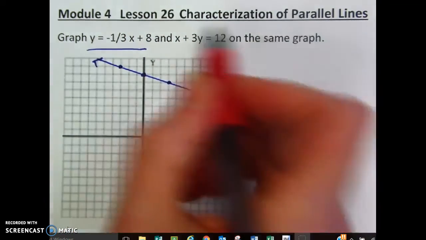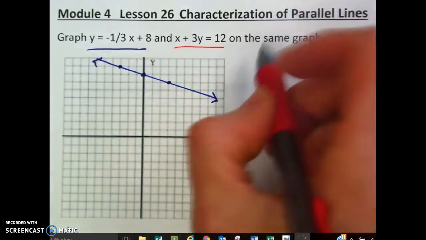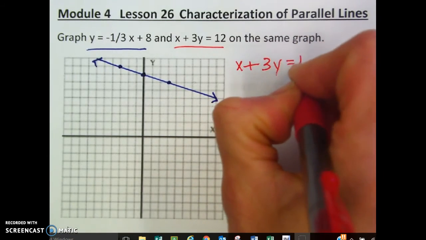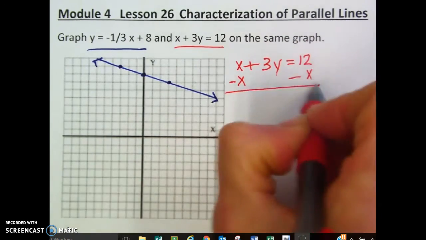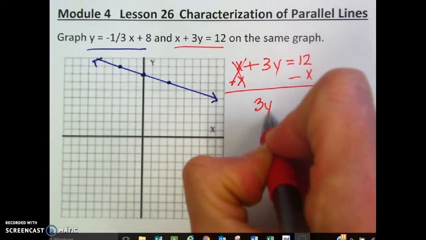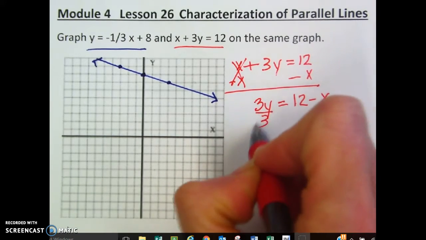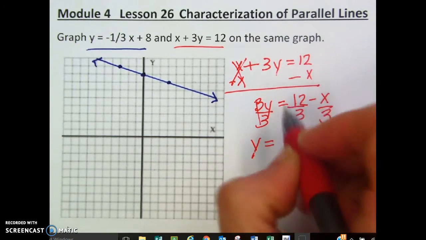Now my second equation is not solved for y, so I can either find the x and y intercepts by plugging in 0, or I can solve this equation for y. So I'm going to choose to solve it for y. So I need to subtract x on both sides. These aren't like terms, so I cannot combine them. Divide by 3 everywhere. And now I have y by itself.